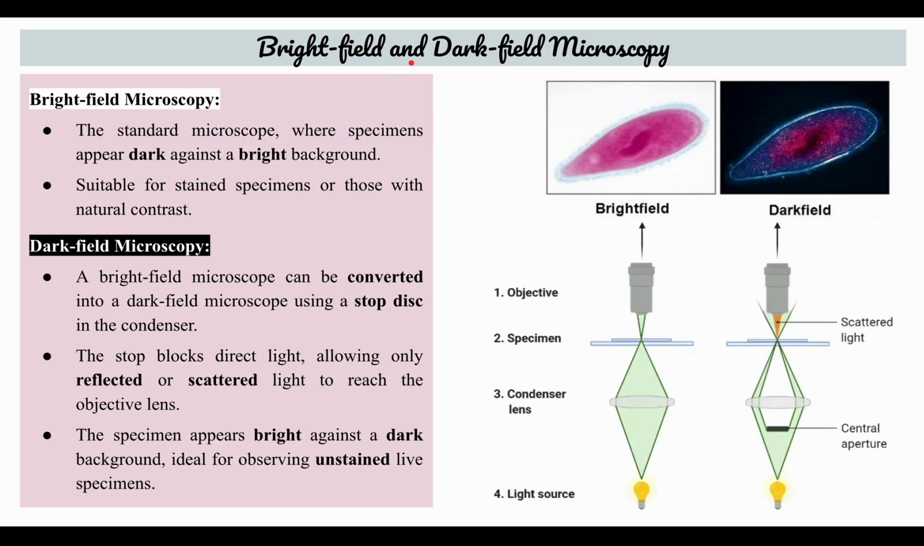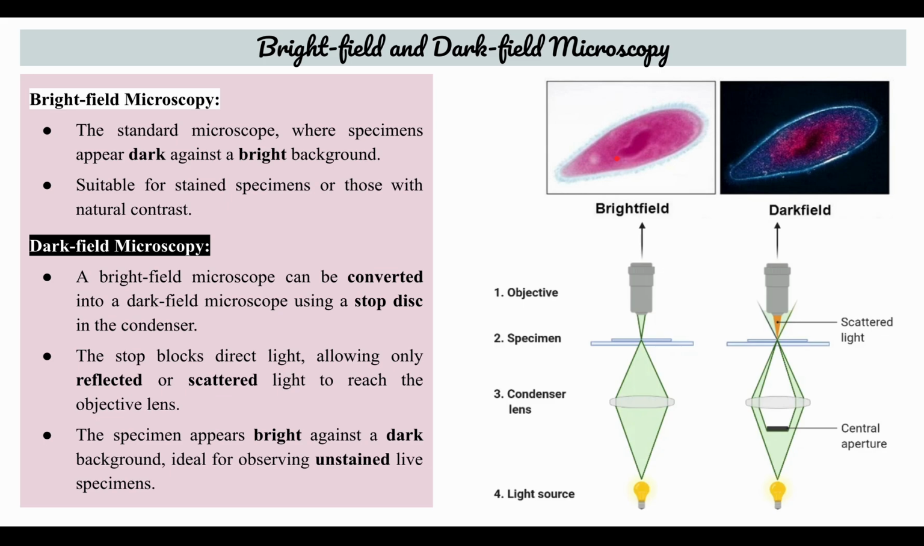Now we will talk about two different types of microscopic techniques. The first one is bright field and the second is dark field. As the name suggests, bright field means it has a bright background and specimens appear as dark objects. So this is the example where the background is white and the specimen is colored, or you can say it appears dark. It is suitable for stained specimens or those with natural contrast where you can distinguish them. Whereas if they are not stained, they cannot be stained, or they do not have some natural contrast, then you won't be able to see them clearly.